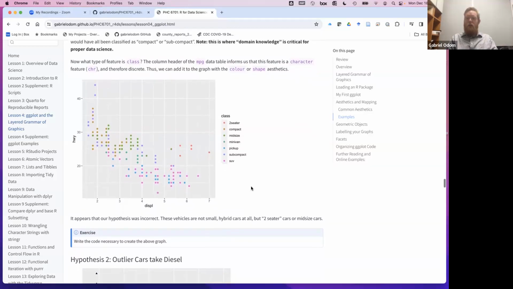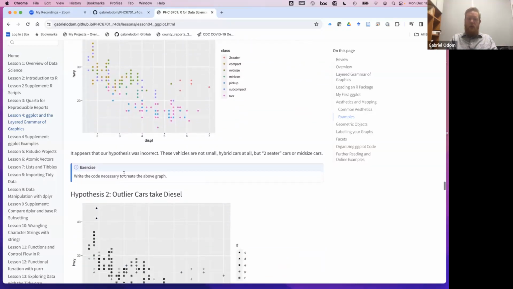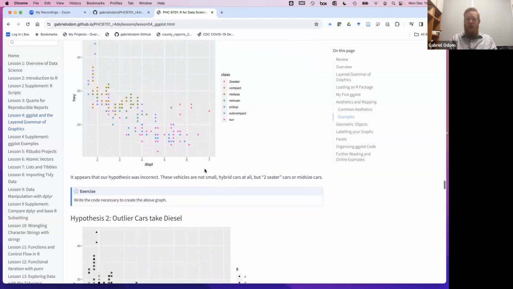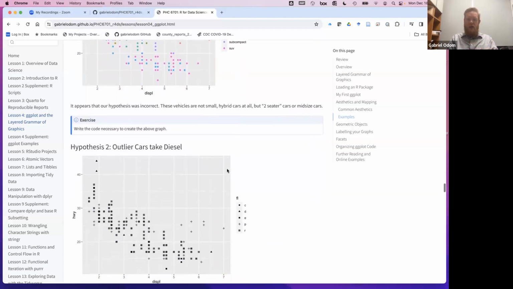Now I'm not going to belabor this point, but what I want you to do is after this video is over, go back and write the code necessary to make this graph. And that's the same for the other hypotheses as well.